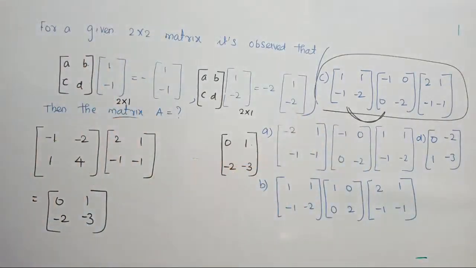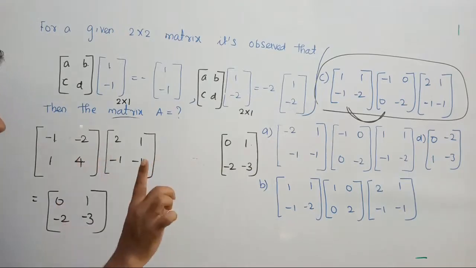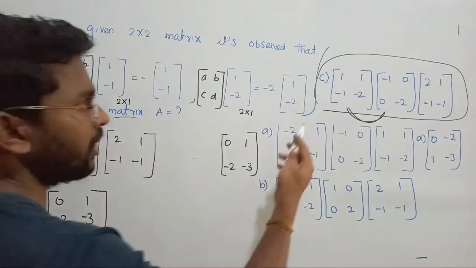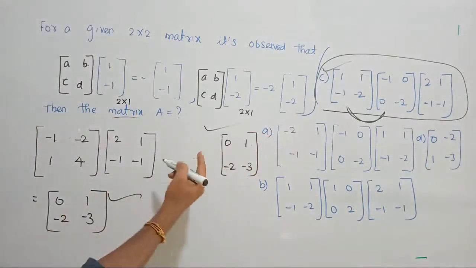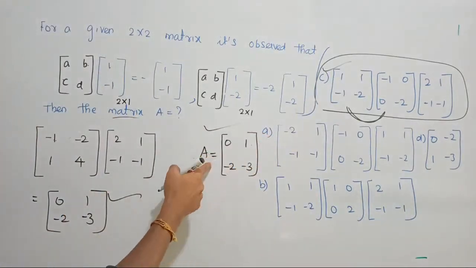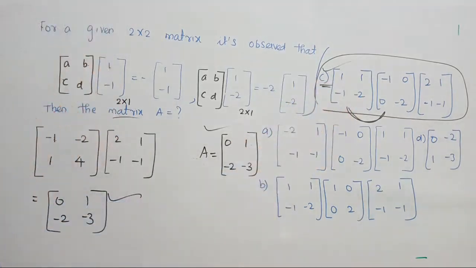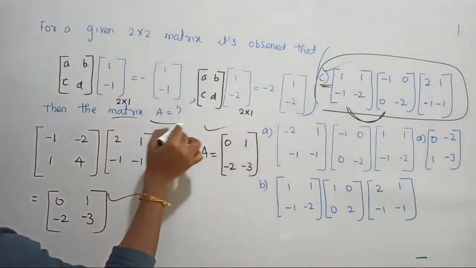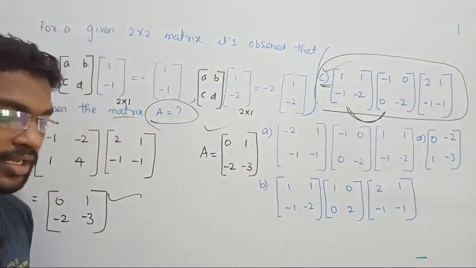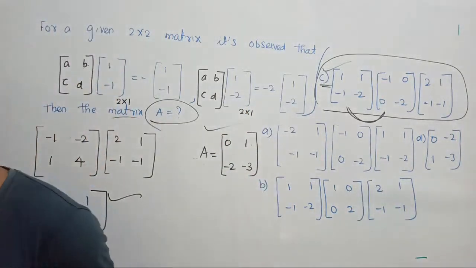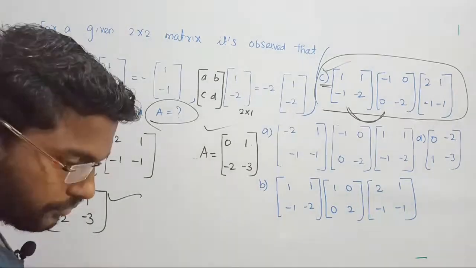How many minutes will this take? 1 minute. If you try hard, it will only take 1 minute to bring out the answer, right? Anyway, the correct answer is option C, because whichever answer I got here, I get the same answer in option C also. The question is, matrix A is what? Yes, I found the answer as 0, 1, minus 2, minus 3. So the correct answer is option C, right? Let's proceed with the next question.